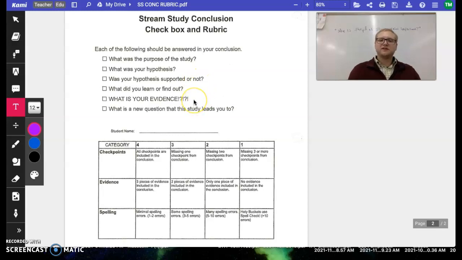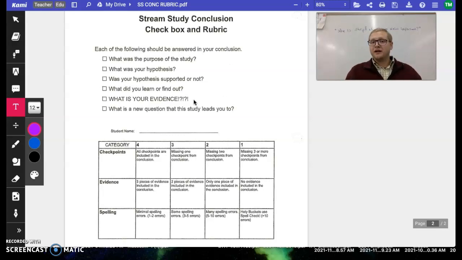Okay, this one's the biggie. That's why it's in all caps. What is your evidence? You all have an evidence chart. Those are the 3 pieces of evidence that you should be including in this conclusion. All 3 pieces. Don't miss one. Now, this is evidence that we've collected in class. It's all scientifically done. Ratings, measurements, seeing what the pH is, the conductivity, that kind of stuff.